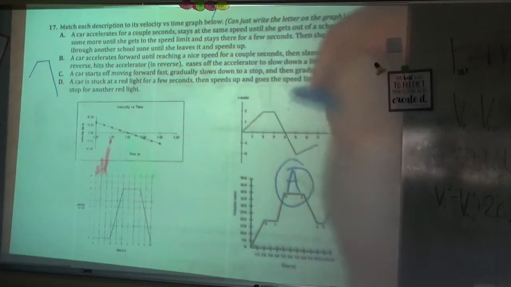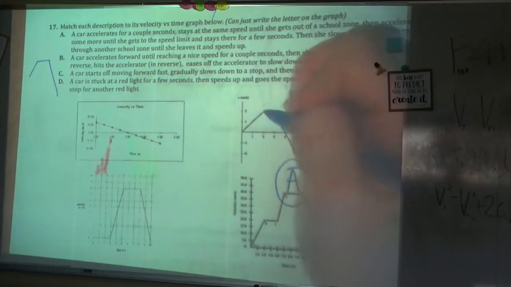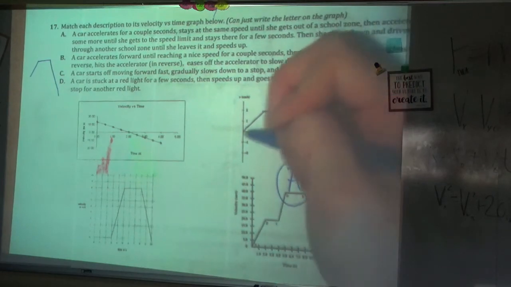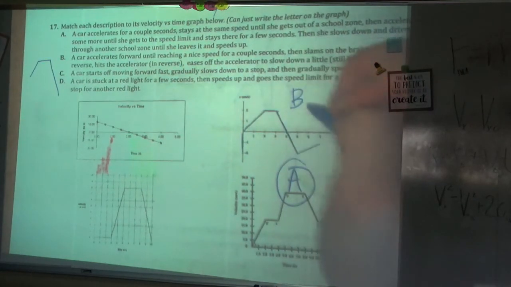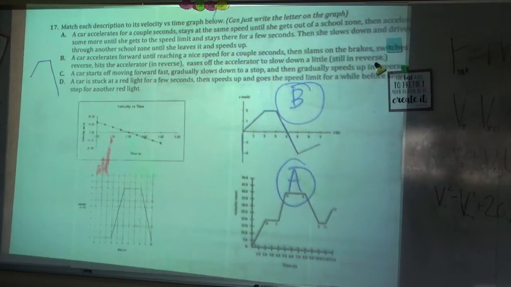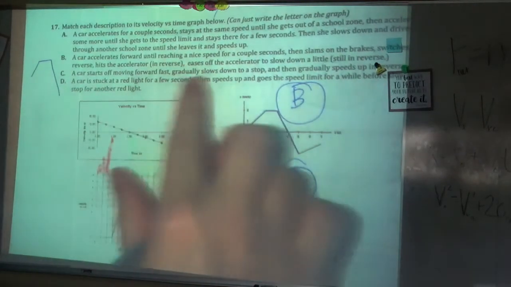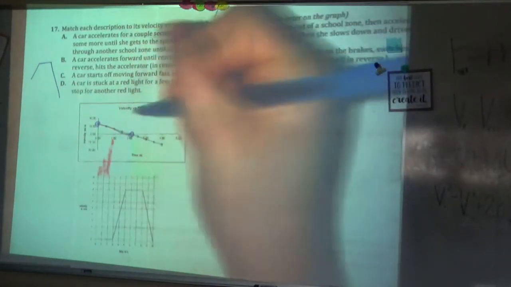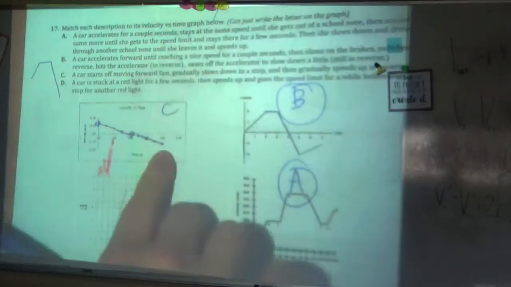So that's this one right here, because I'm increasing in speed, staying in the speed, slowing down to 0, and then as soon as you go negative, that's the backwards direction or in reverse. This one would be B. It starts off moving fast and gradually slows to a stop and gradually speeds up into reverse. So I start with some velocity, goes to a stop, V is 0, and then it goes into reverse, so that would be the negative velocity.